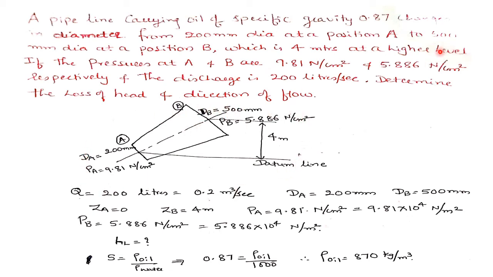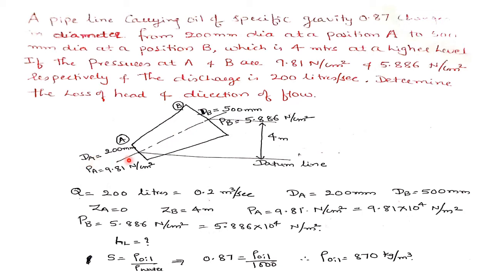The pipe at B has a 500 mm diameter, and it is 4 meters at a higher level. The level of pipe A he has not given, so let us assume the datum line passes through the center line of the pipe at the lower end, that is at section A. From this end, let me draw the datum line, whereas the section at pipe B is at a 4 meter higher level than the datum line.